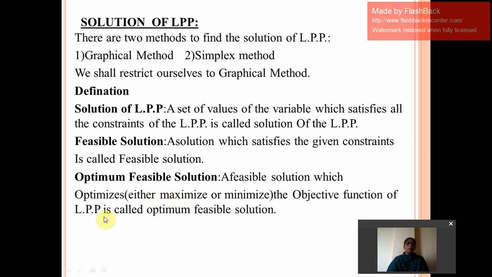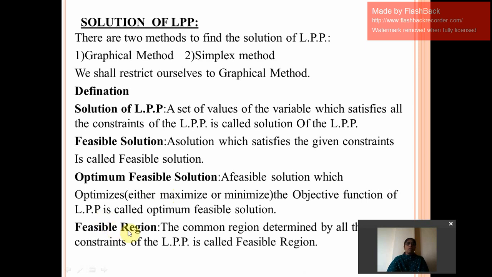Feasible region. The common region determined by all the constraints and non-negative restriction of a linear programming problem is called feasible region. The boundaries may or may not be included in the feasible region.